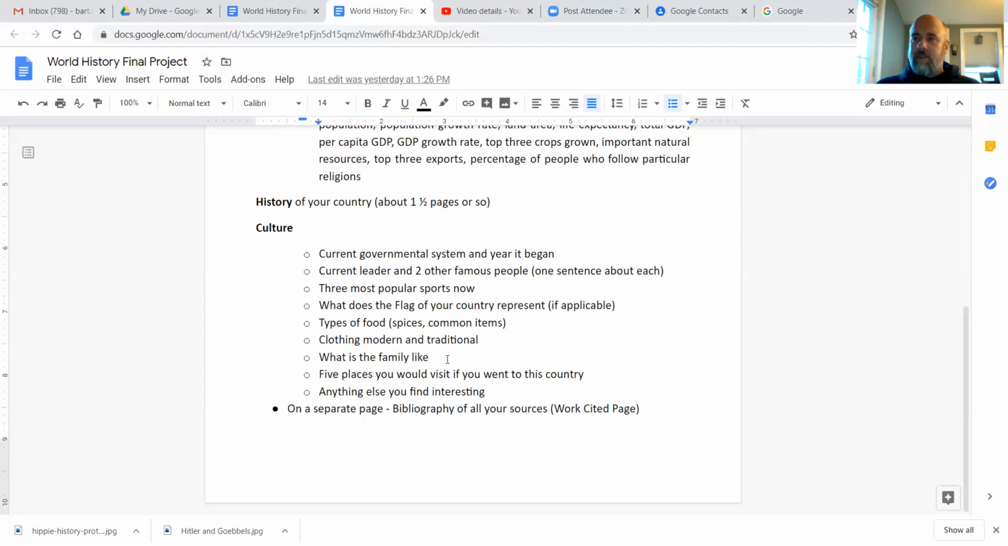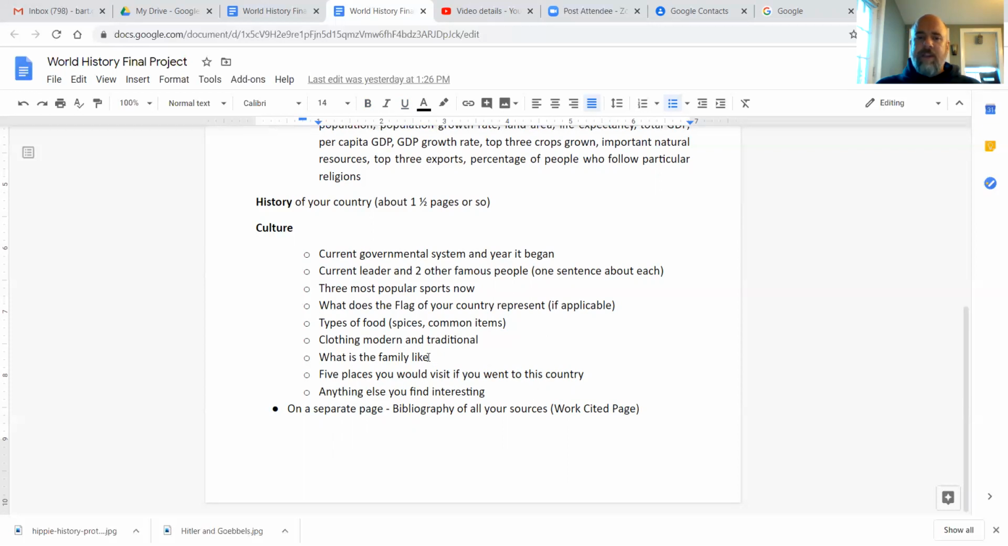What is the family like? This could be today or even in the past. Do the families live in large groups? So places like India and even Hispanic societies tend to live in larger people groups. So sometimes grandparents will be living with the parents and the kids and the grandkids. It'll be like all in one house. Whereas in other societies, they don't do that. So this gives me a general idea of what the family is like. You don't have to spend a lot of time on that, but a general idea.